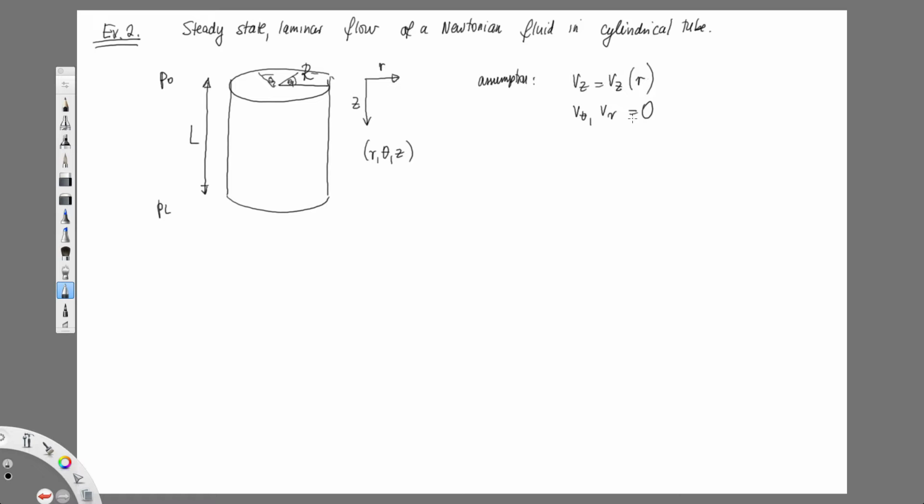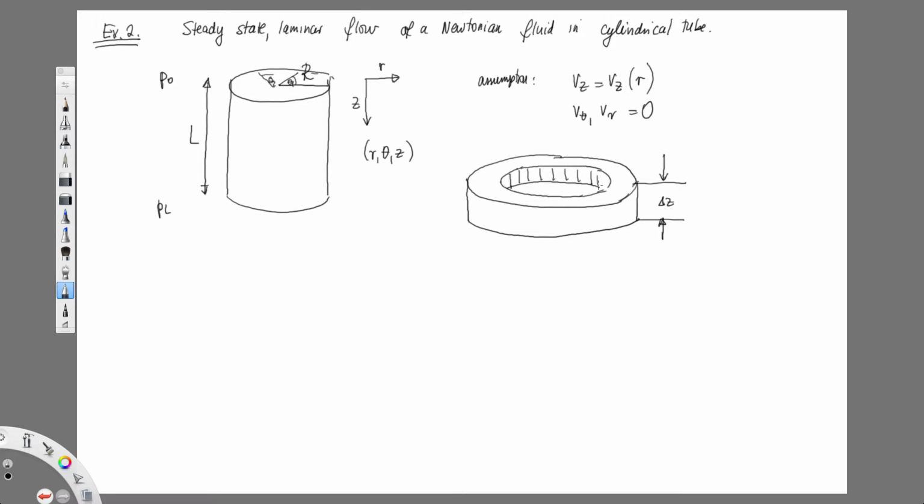All right, so we will basically ignore the theta component because every theta cross section I look at, I see the same thing, right? So I can basically ignore that. Now, what is my shell here? Let's draw the shell. I'm gonna make it a little larger. My shell has thickness delta z. And also in r direction it has thickness delta r.